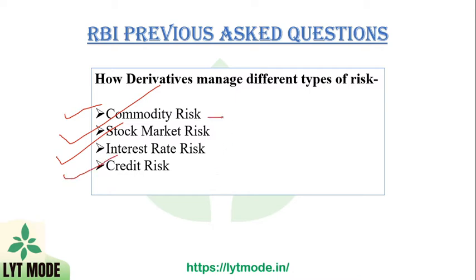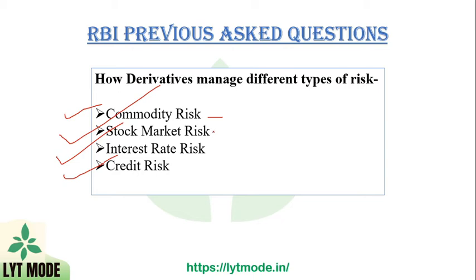So I will tell you about the commodity risk first. What is commodity risk? When a business that must buy a commodity in the future is exposed to the risk of a rapid increase in the price of that commodity. It means that a business which is going to buy a commodity in the future faces the risk that the price of that commodity will increase rapidly, or it can also decrease. So that is commodity risk.